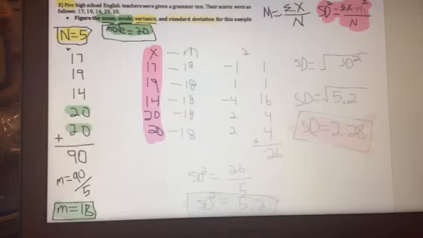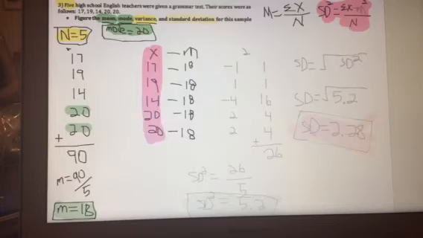So the next step is x minus m. And our m is what? Right here, I like to use my symbols so I won't get confused. M is 18. I do this for all of them: x minus 18. So it's going to be all of these x's minus 18. 17 minus 18, 19 minus 18, 14 minus 18, 20 minus 18, and 20 minus 18, okay.